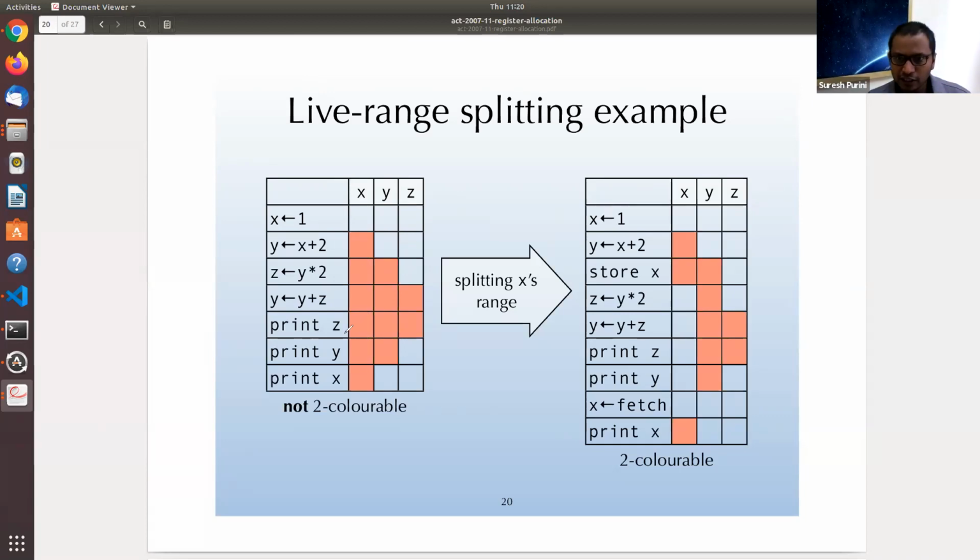So what we can do is split the live range of variable x into two parts, and then we can do register allocation for these two different live ranges independent of each other. So live range splitting is one particular technique that is used in register allocation algorithms so that it is possible for us to do register allocation while spilling as few registers as possible.